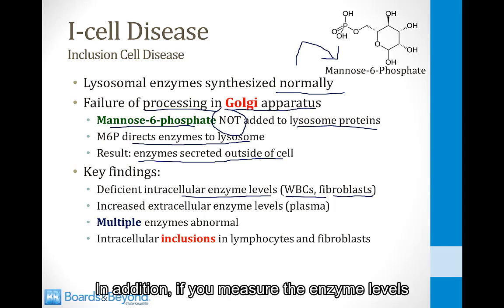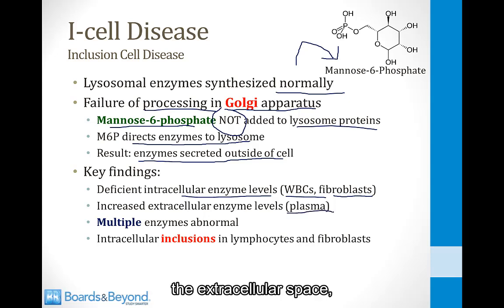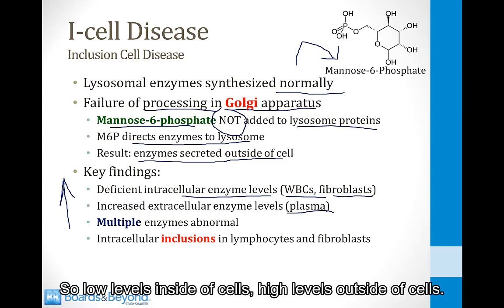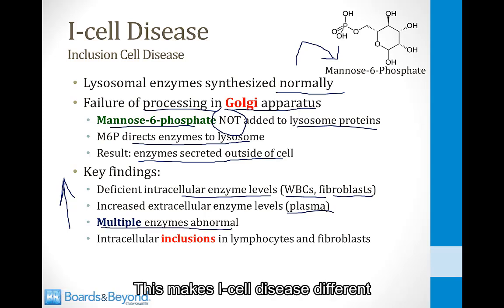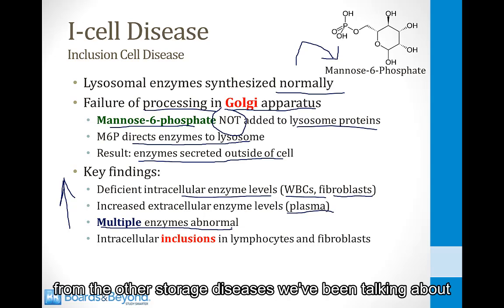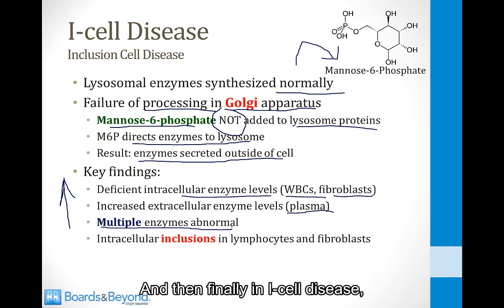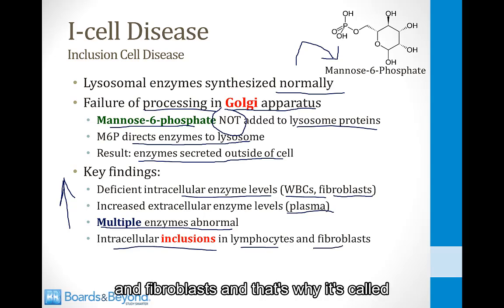In addition, if you measure the enzyme levels of lysosomal enzymes in the plasma, which represents the extracellular space, you will find that those enzyme levels are elevated. So low levels inside of cells, high levels outside of cells. In addition, multiple enzymes are abnormal. This makes I-cell disease different from the other storage diseases we've been talking about, where it's a single enzyme that represents the problem. And then finally, in I-cell disease, intracellular inclusions are seen in white cells and fibroblasts, and that's why it's called inclusion cell disease.